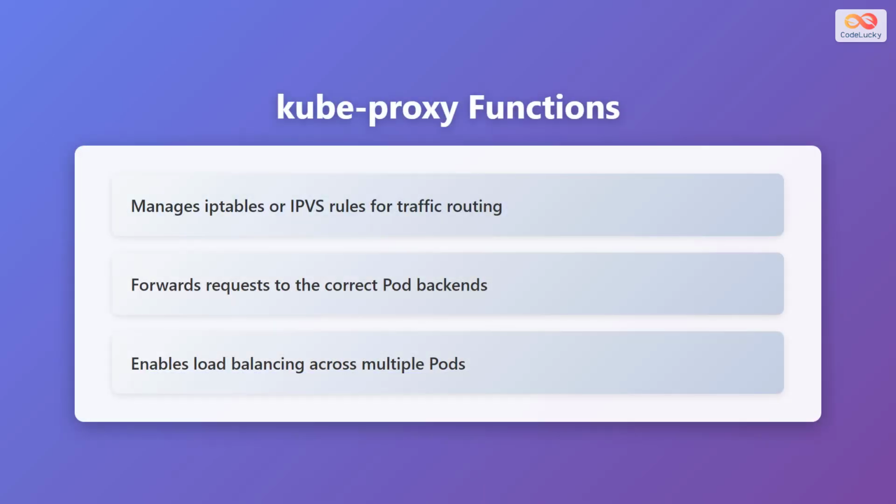Kube-proxy performs three critical functions. First, it manages IPTables or IPVS rules for traffic routing on the node. These rules determine where network traffic should go. Second, it forwards incoming requests to the correct pod backends that are actually running your application. And third, it enables load balancing across multiple pods, distributing traffic evenly so no single pod gets overwhelmed. This ensures your applications remain responsive and highly available.